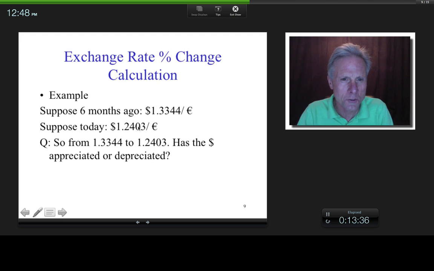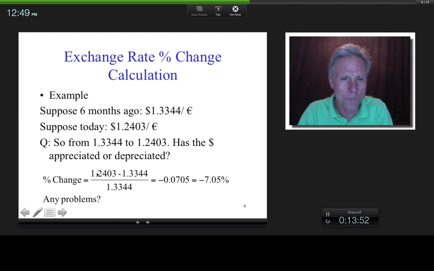Which of these two, the 1.24 or the 1.33, would be the E1, the later one? That'd be this one, right? The 1.24. And so the E0 would therefore be the 1.33. If we plug in the numbers, we get 1.24 minus 1.33, E1 minus E0 over E0, and I get minus 7%.